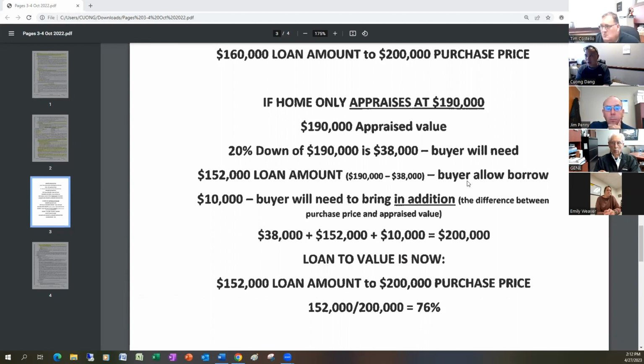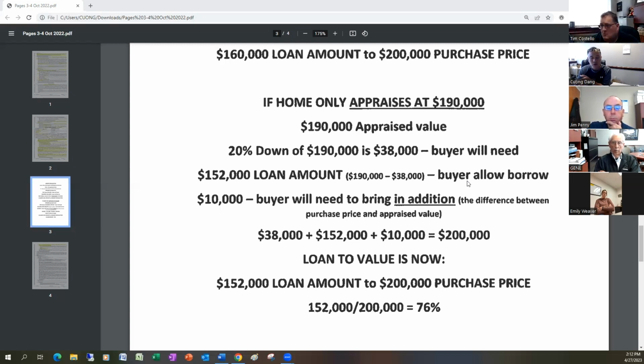So now the buyer will need to bring an additional $10,000, because that's the shortage, right? From 200 to 190. So now they'll need the $38,000. They're going to borrow the $152,000, plus another $10,000. And when you add up those three numbers, you get $200,000. So now the loan to value is $152,000 loan amount to $200,000 purchase price. So now your loan to value is really 76%.